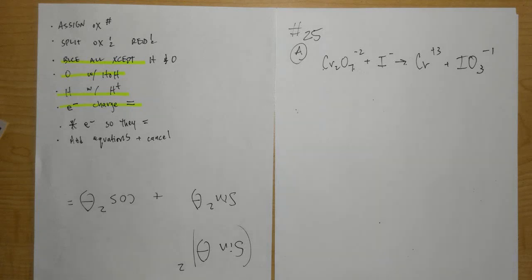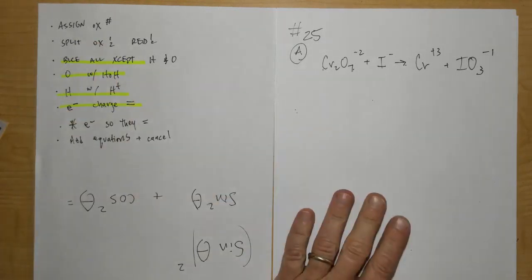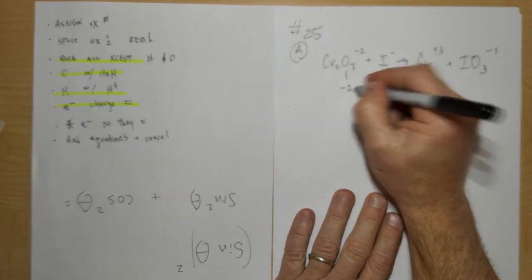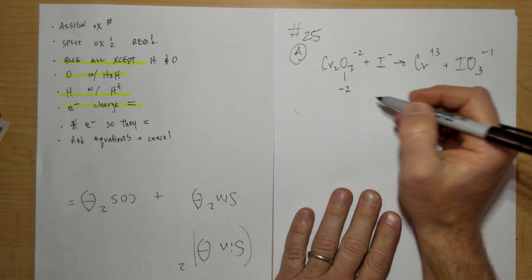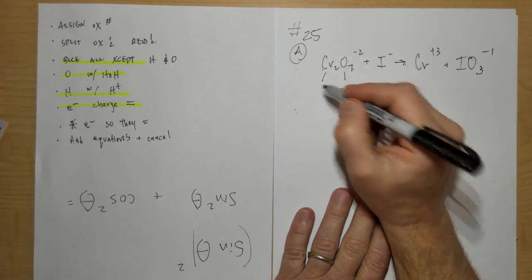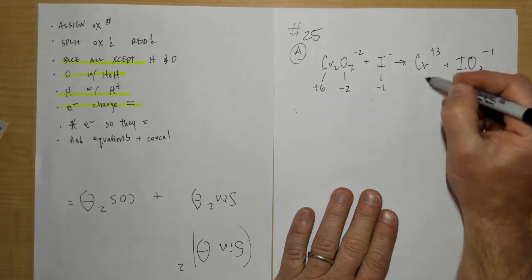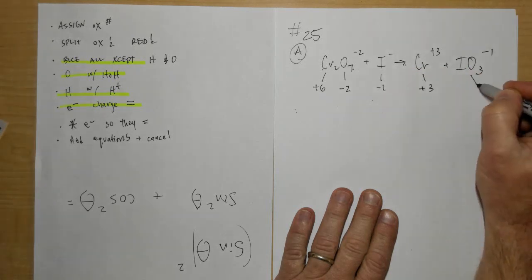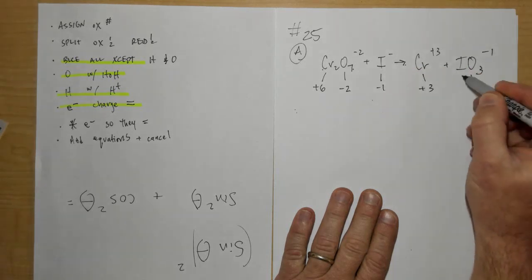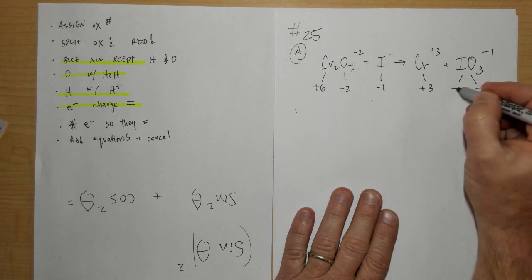All right, here we are with balancing redox reactions. Step number one, go through and assign oxidation numbers. Oxygen's always -2, except for in hydrogen peroxide, which makes this chromium be +6 because it's got to add up to -2. Iodine's -1, chromium's +3. Over here, oxygen would be -2, which makes iodine be +5.